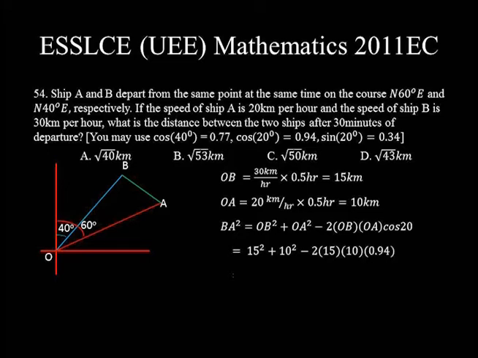15 square is 225 plus 10 square is 100 minus the product of these expressions, which is 282, which is equal to 225 plus 100 is 325 minus 282. That gives us 43 km square. Take the square root of both sides. That's the square root of BA square is BA, which is equal to the square root of 43 km. Therefore, choice D is the correct answer.